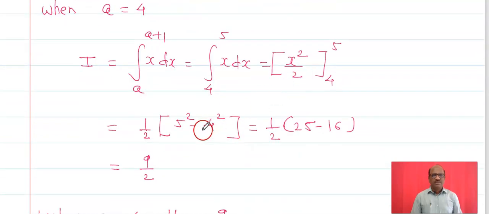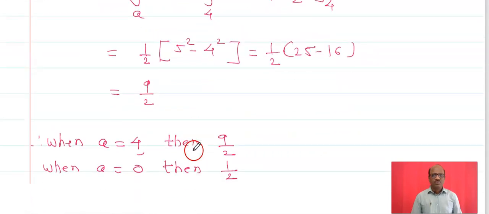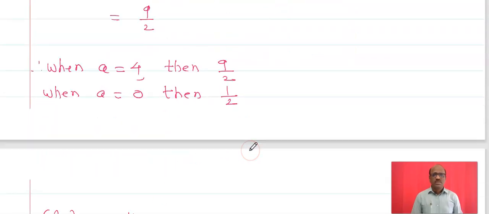Now replace x by 5, that is 1 upon 2 times (5 raised to 2 minus 4 raised to 2). 5 raised to 2 means 25, 4 raised to 2 means 16. If we evaluate this, 25 minus 16, that is 9 upon 2. And hence, when a is equal to 4, its value is 9 by 2. When a is equal to 0, its value is 1 upon 2.